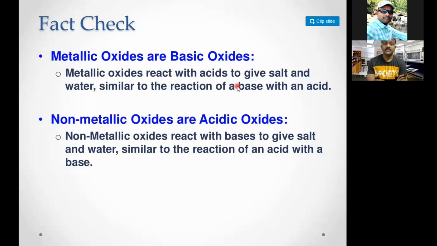Non-metallic oxides are acidic in nature, right? When non-metallic oxides react with bases, they give salt and water, similar to the reaction of an acid with a base.